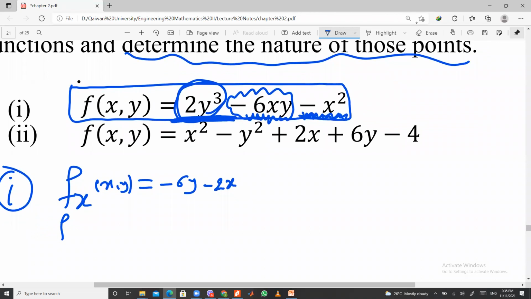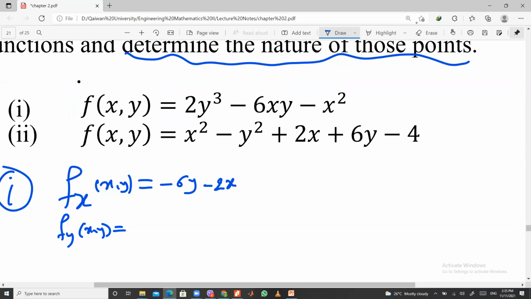And you have f sub y. We should find f sub y of xy. What does it equal? We took it with respect to x, the derivative of x is 1, and what's left? Only negative 6y. Here we have minus 6y x.